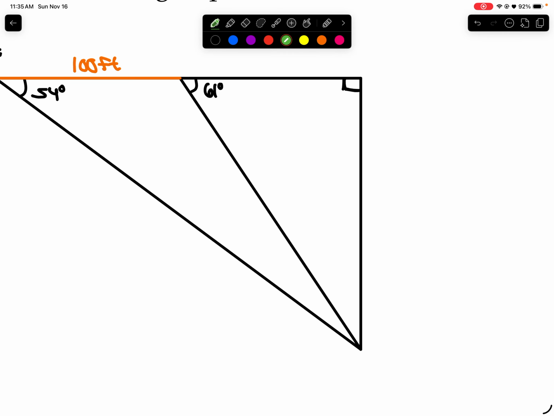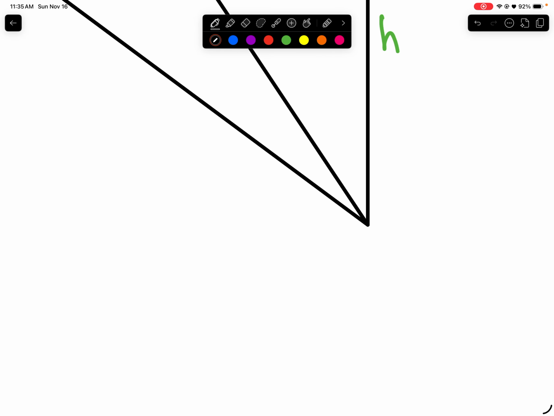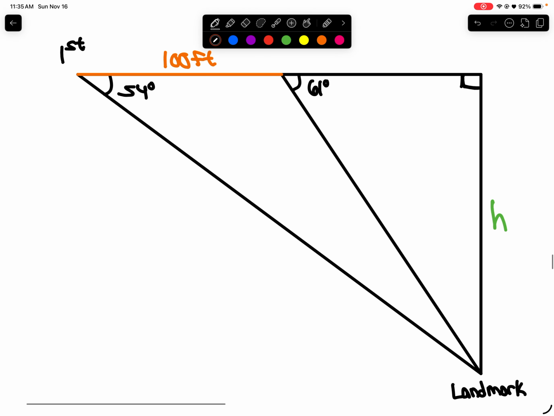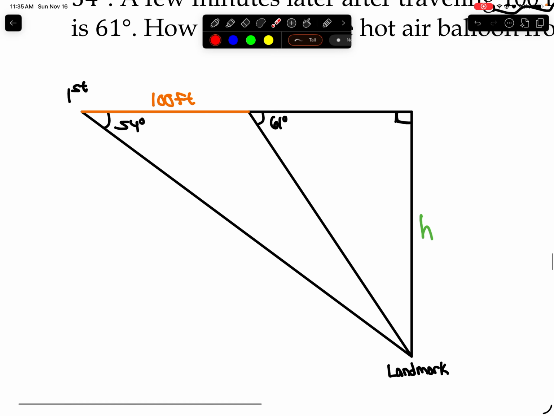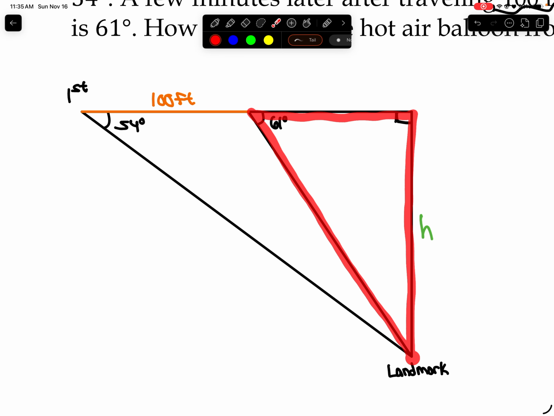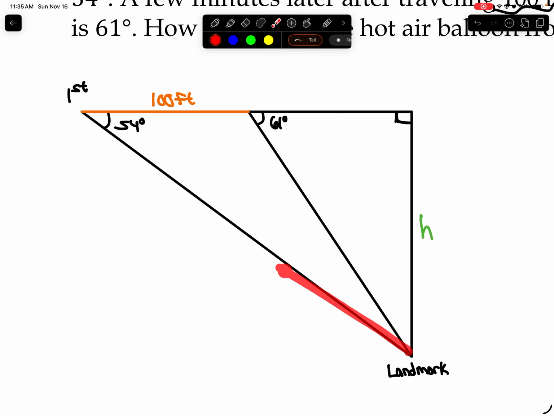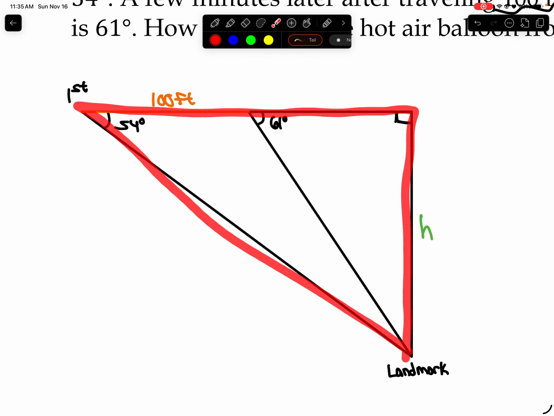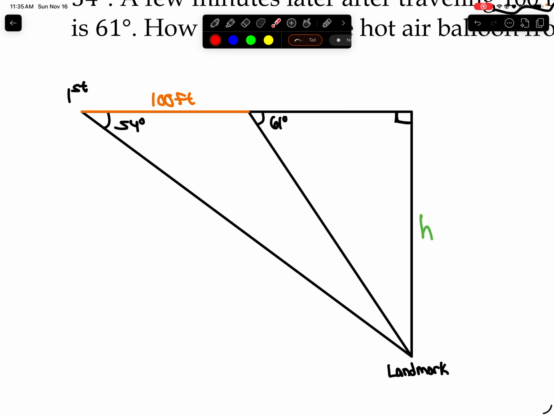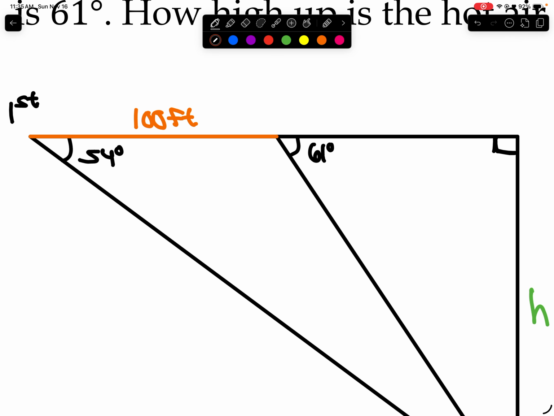So I want to know this height. So the landmark would be down here. So from here, what we're going to be looking at is this smaller triangle here, but then we're also going to reference this larger triangle here. We're going to use both of these triangles to set up trig ratios, and then what we're going to do is we're going to set up systems. Whoops, this is the second sighting.